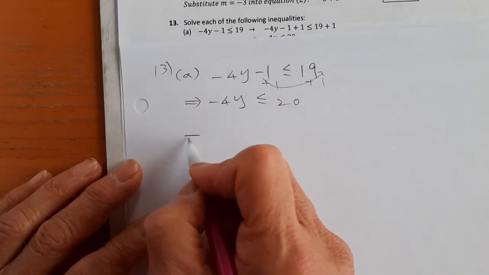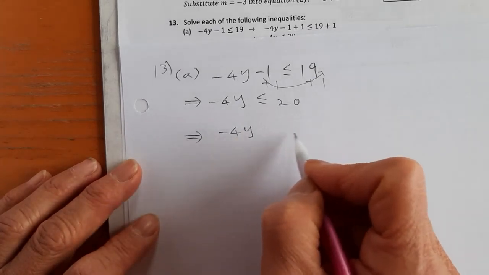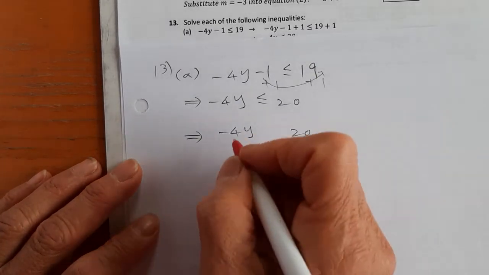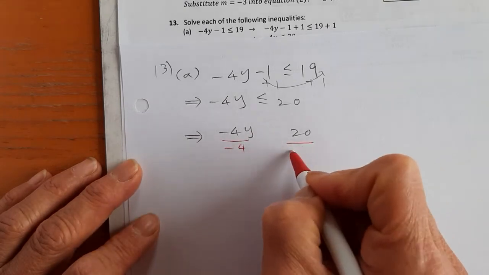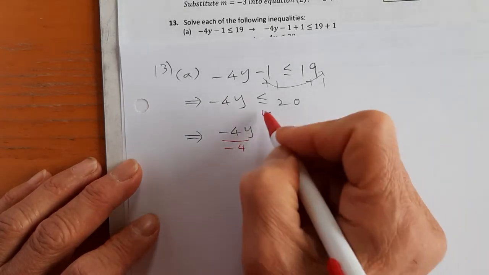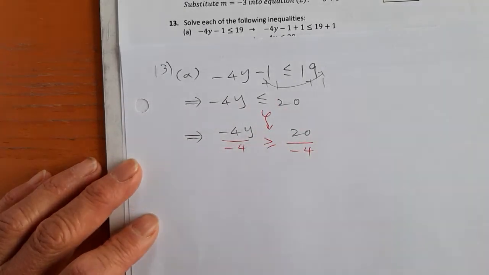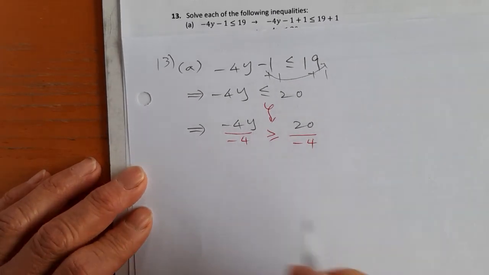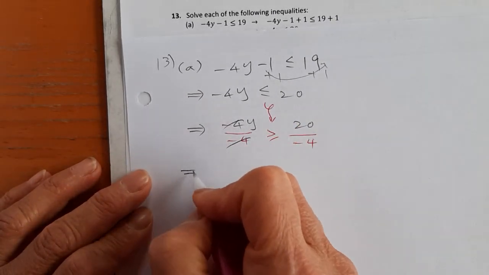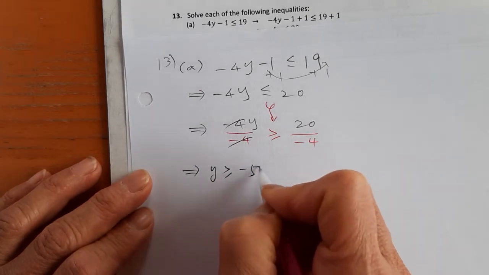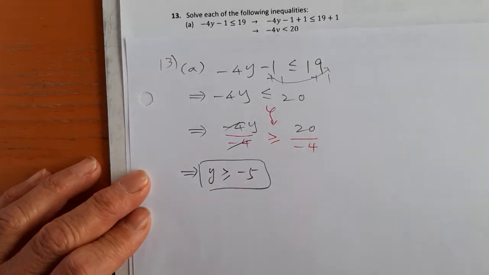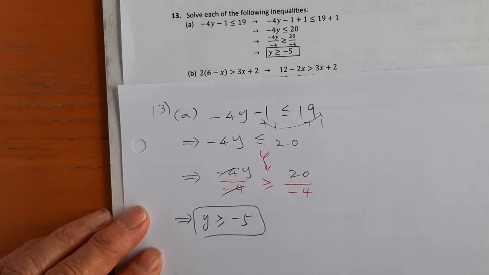Then you divide by -4. We have -4y and 20. When you divide by -4 on the left and on the right, you need to reverse the inequality: less than or equal becomes greater than or equal. -4 cancels, and you get y greater than or equal to -5. That's the solution.